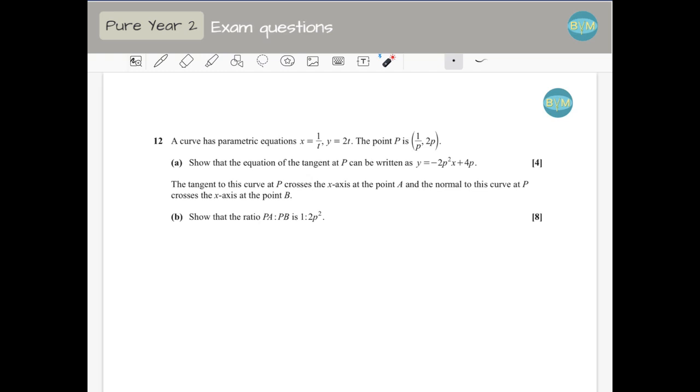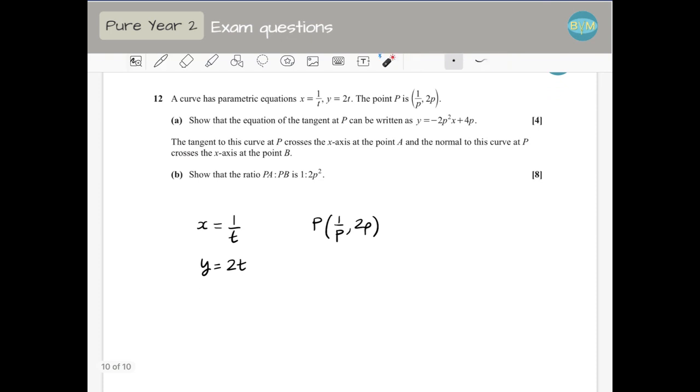Hello, this is question 12 on your June 2022 paper 1 from OCR. It's a bit complicated question, at least this part. So you have a curve that has parametric equations. x is 1 over t, y is 2t, and the point P is (1 over p, 2p). And we have to show that the equation of the tangent at P can be written this way.